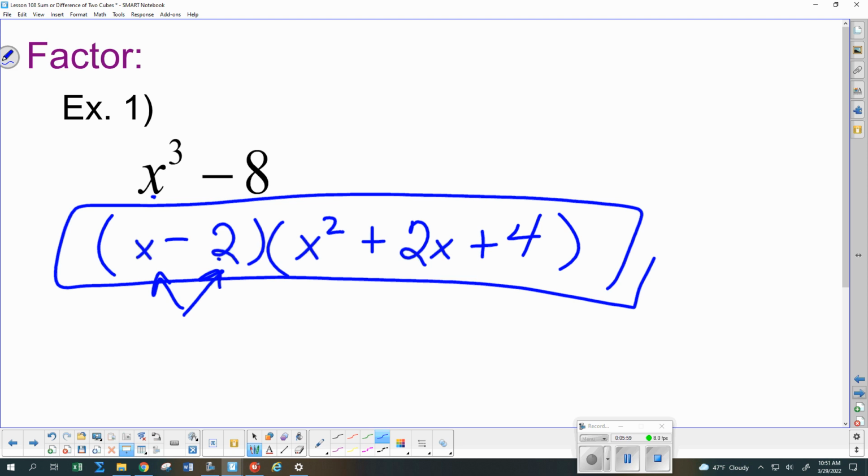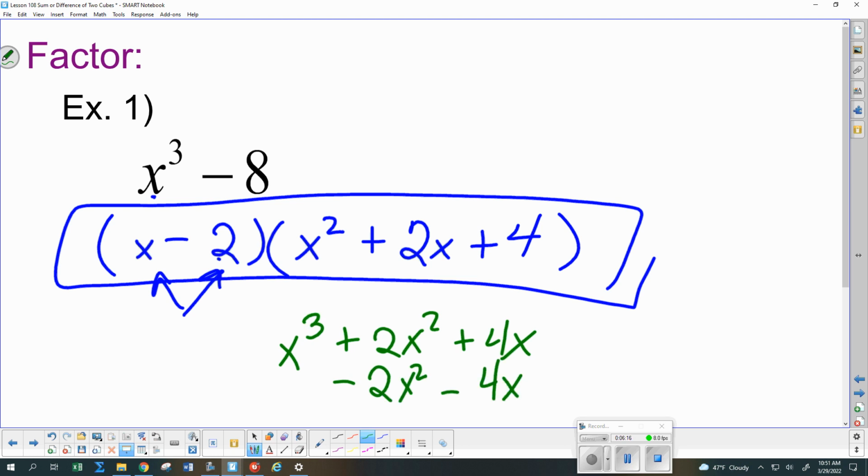And you don't have to do the check, but if I FOILed the x times everything, I'd have x cubed plus 2x squared plus 4x. And then the minus 2 times everything in the long parentheses, I'd have minus 2x squared, minus 4x, and minus 8. And everything would cancel. And I have something that's equivalent to x cubed minus 8.